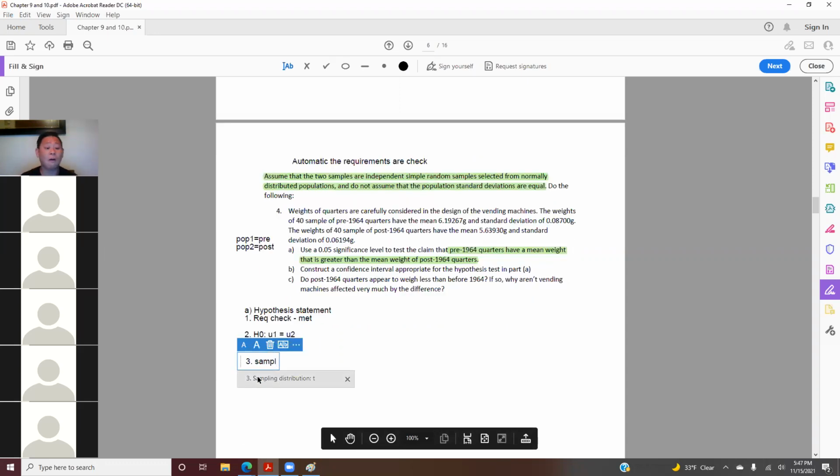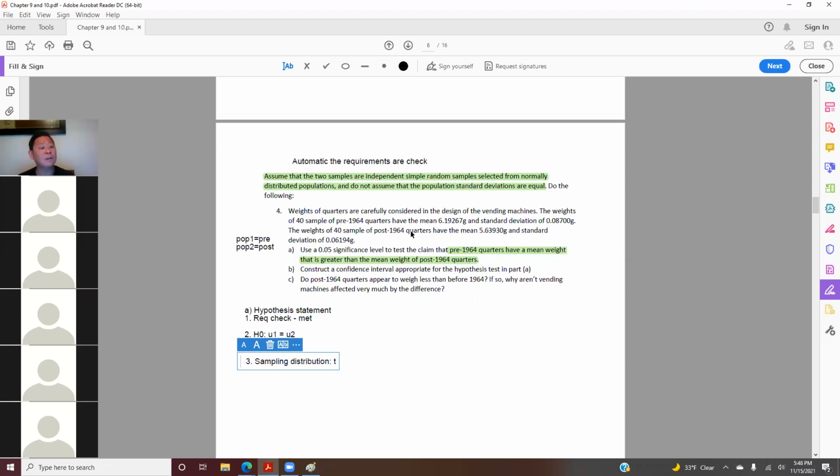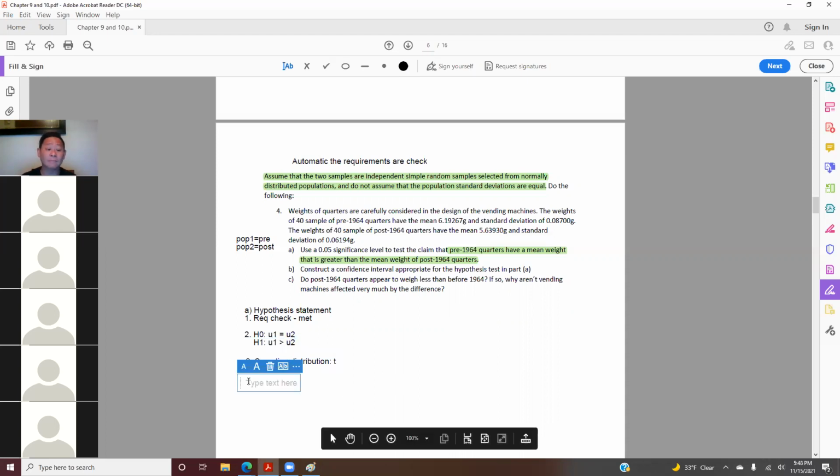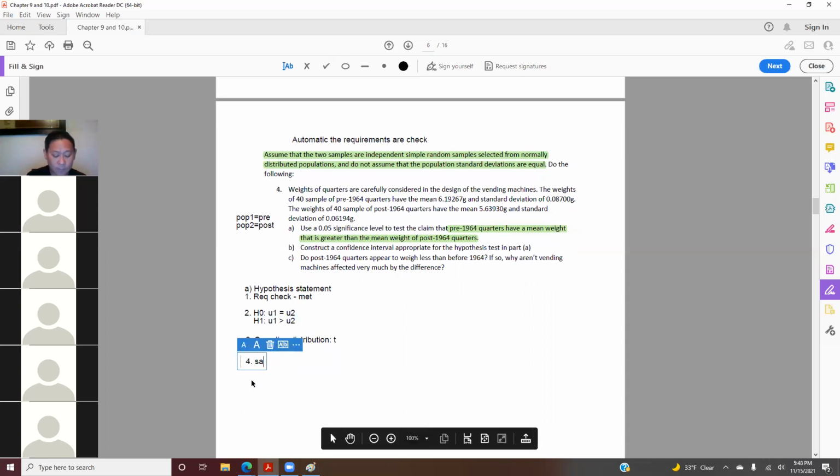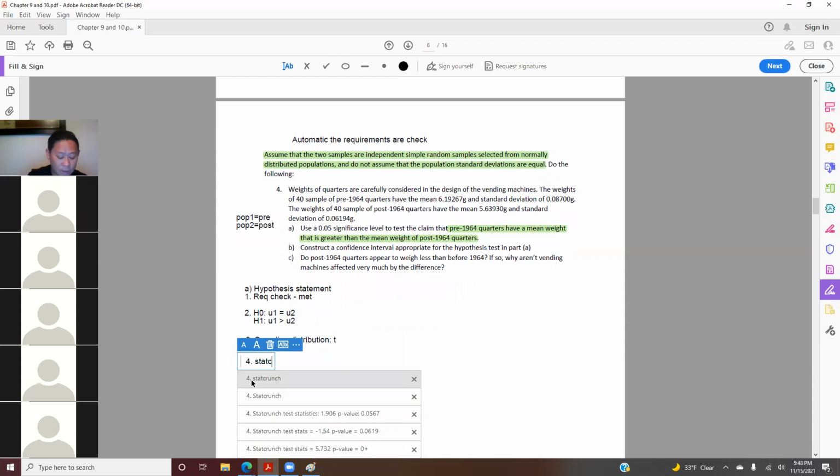Since this is all talking about mean, you can see a lot of mean here, right? Do you see any proportion or percentage here? You don't. Okay, so that's how you know that this is talking about mean, not proportion. So for all the mean, the sampling distribution is always T. Okay. So next is the StatCrunch.